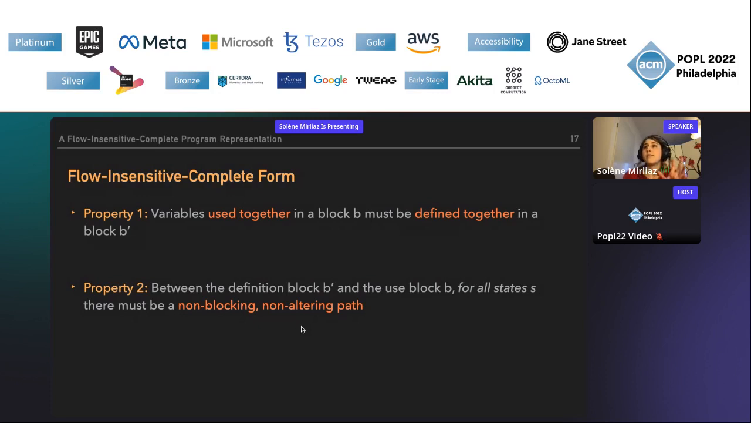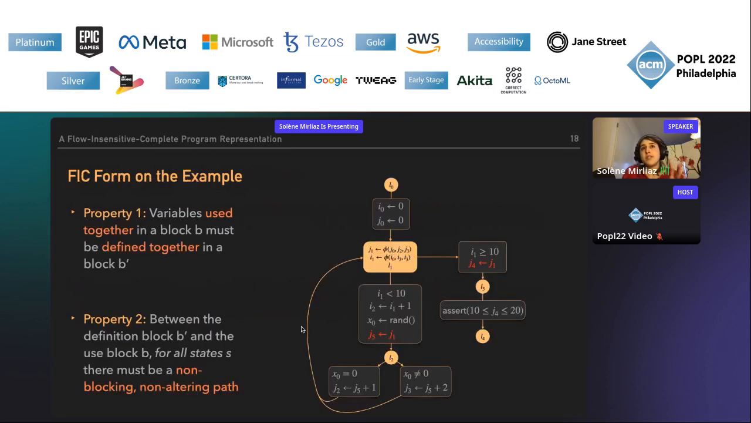So if I go back on my example, enforcing these two properties means I need to insert two copies. So the first one here is for J1, because J1 and X0 were both used in the two bottom blocks. So if they are used together, they must be defined together, which was not the case. X0 was defined here alone. So I need to introduce a new copy for J1, J5, so that X0 and J5 are now defined in the same block and respect property 1.